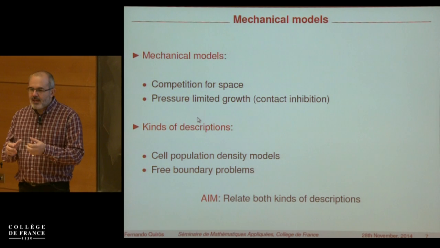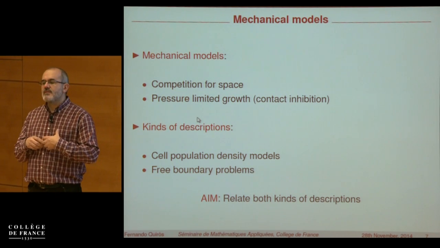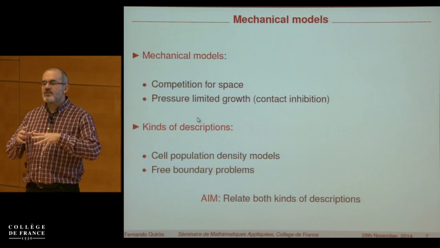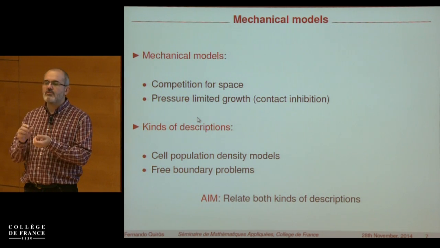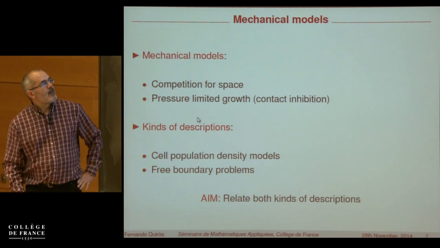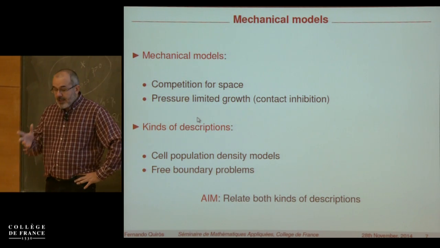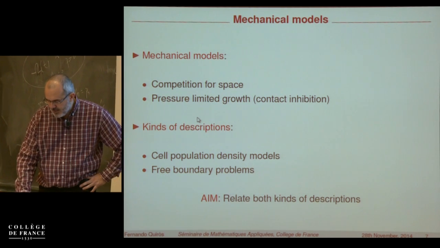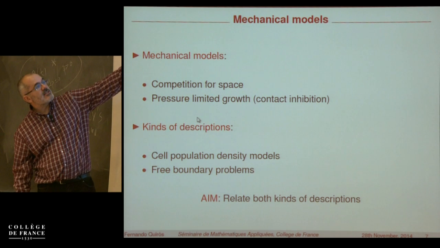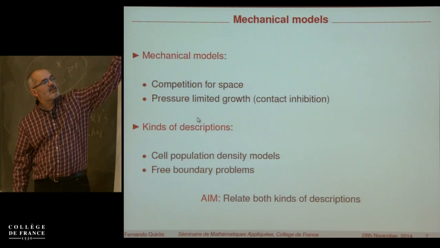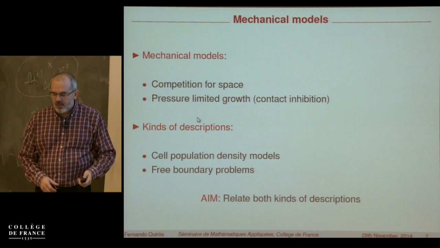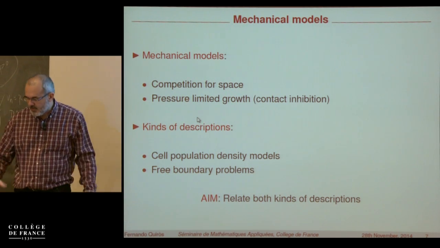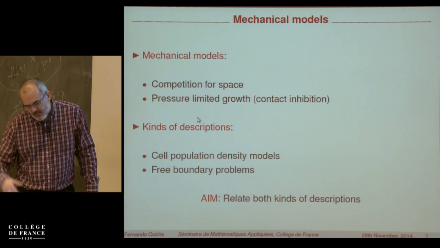Cells do not want to become close together, and in fact, there's a mechanism called contact inhibition that prevents cell multiplication when you reach a certain pressure. And there are again two kinds of descriptions: cell population density models and free boundary problems, and we want to relate both kinds of descriptions. Cell population density models are compressible, and free boundary problems are incompressible. So we want to pass to a certain incompressible limit, or a stiff limit.